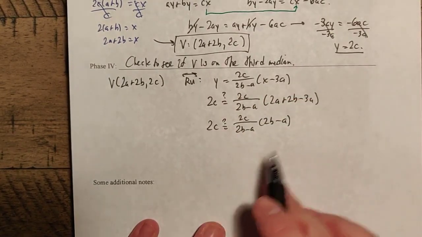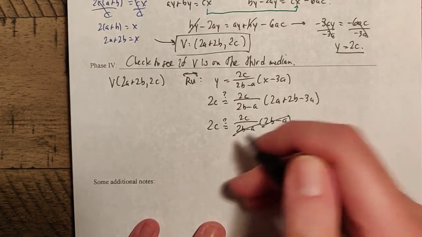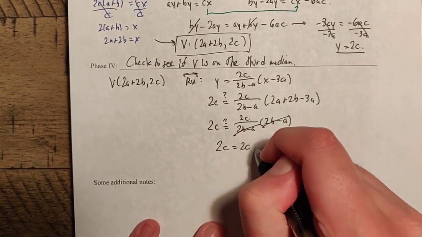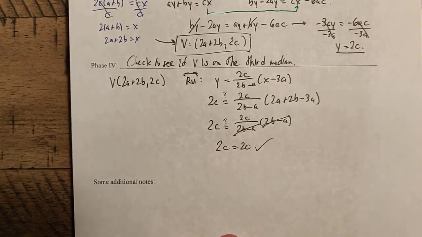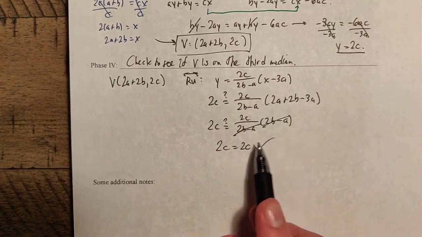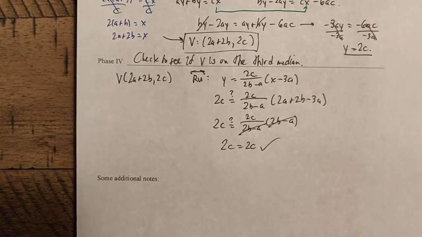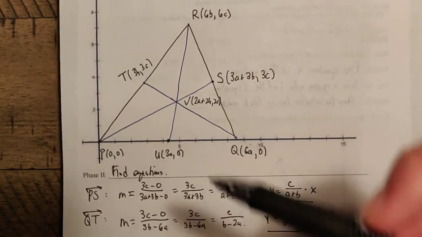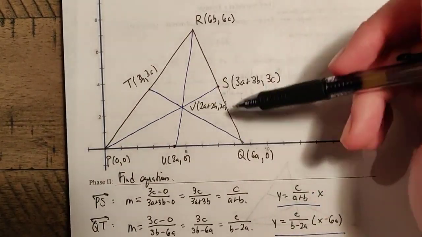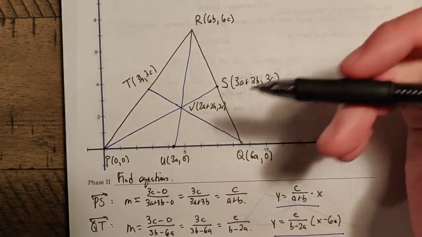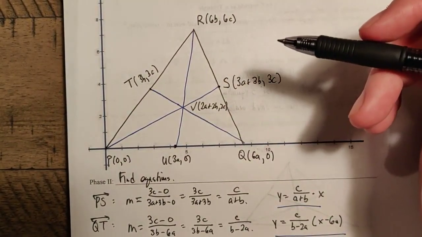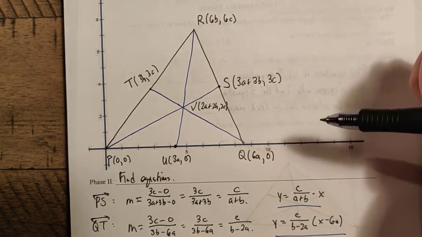And you'll note that this actually looks really nice here because these just drop out. And that is indeed true. So notice this does work, and this actually shows that since this point (2a + 2b, 2c) satisfies the equation of RU, therefore it must also lie on the intersection. So therefore all three of these lines all pass through this point here. So this point V exists, and indeed all the medians have to meet at one point.